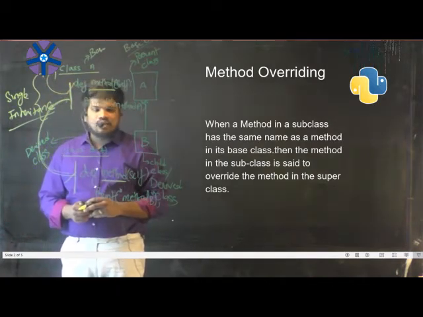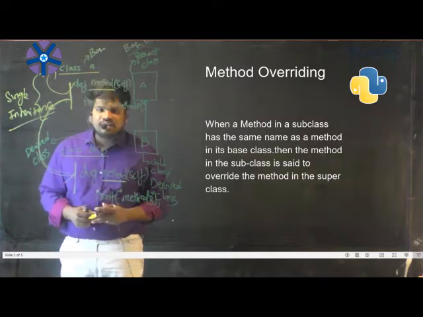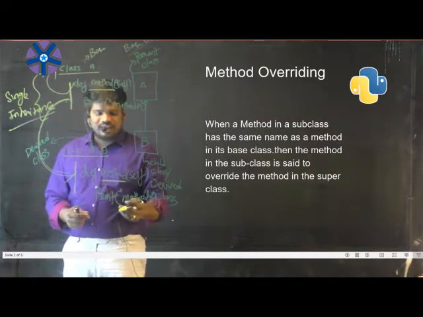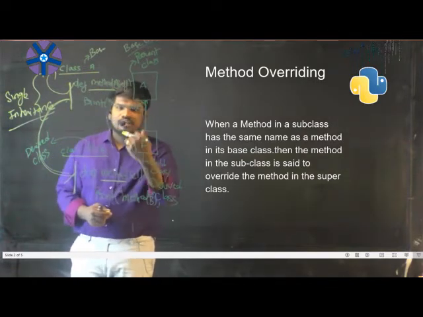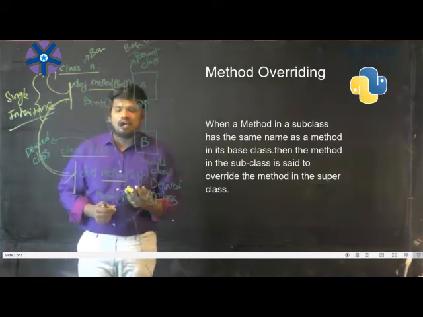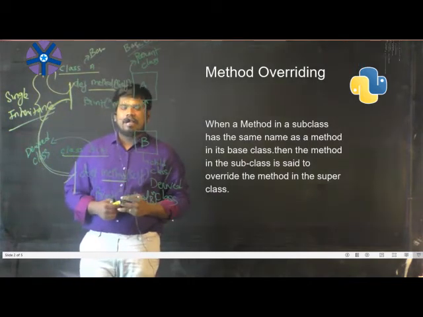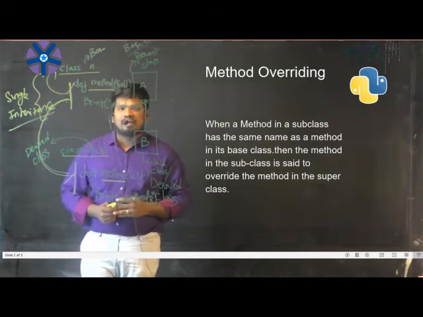As a result, what happens is the older one will vanish and we will have the new one. This concept is known as method overriding. I hope this is clear for you, what method overriding is.